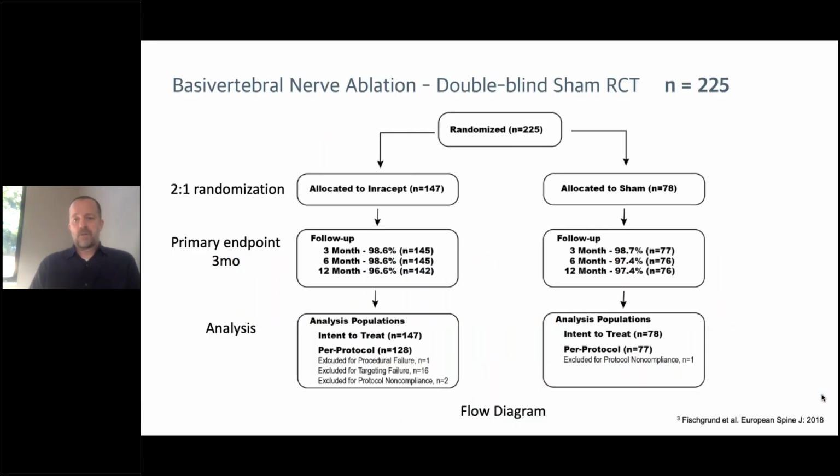Next slide. This is a CONSORT flow diagram. There's 2-to-1 randomization, so twice as many patients randomized to the treatment arm as to the sham arm. You can see if you look through this, there's very good follow-up, and in fact, even in the per-protocol analysis, around 90% of patients in the treatment arm remained in the per-protocol analysis, and almost all of the patients in the sham arm remained through the primary outcome time point in the per-protocol analysis. Next slide.